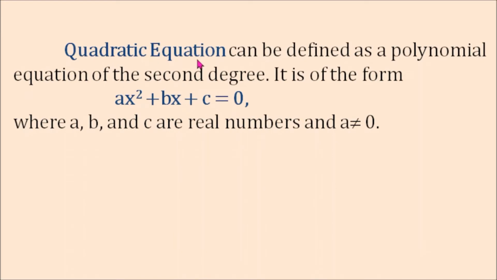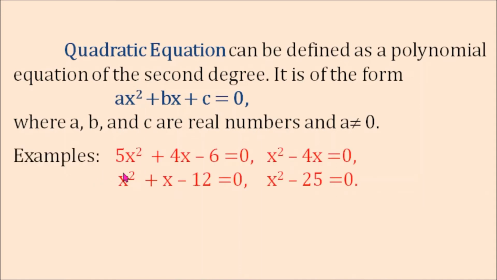So this is the definition of a quadratic equation. It is a polynomial equation of the second degree, meaning to say the highest exponent is 2. It is of the form ax squared plus bx plus c equals 0, where a, b, and c are real numbers and a is not equal to 0. So meaning to say our variable here is just x. And a is not equal to 0 because if we make this a 0, then this whole thing becomes 0 and we don't have a quadratic term anymore.